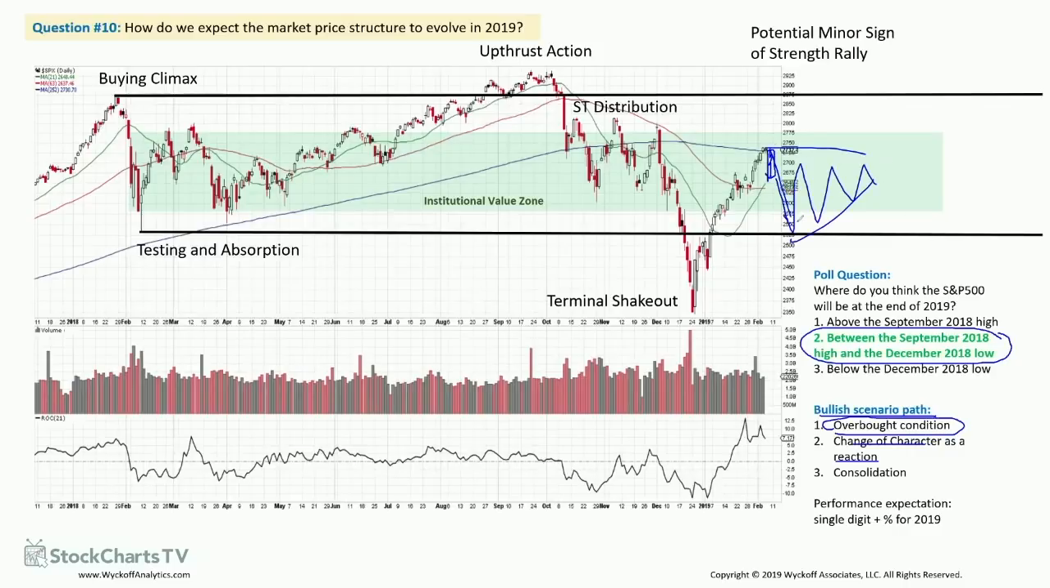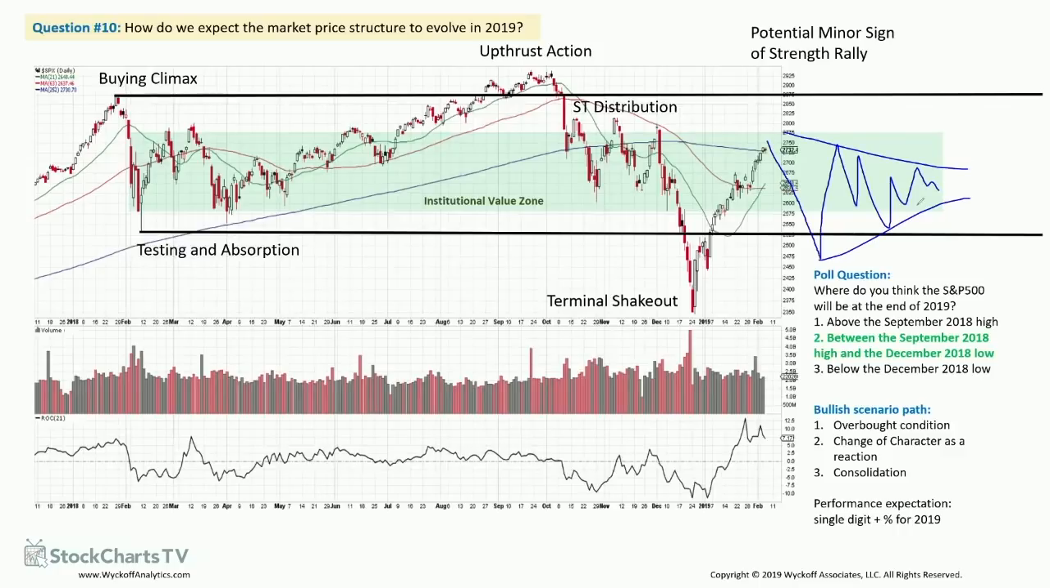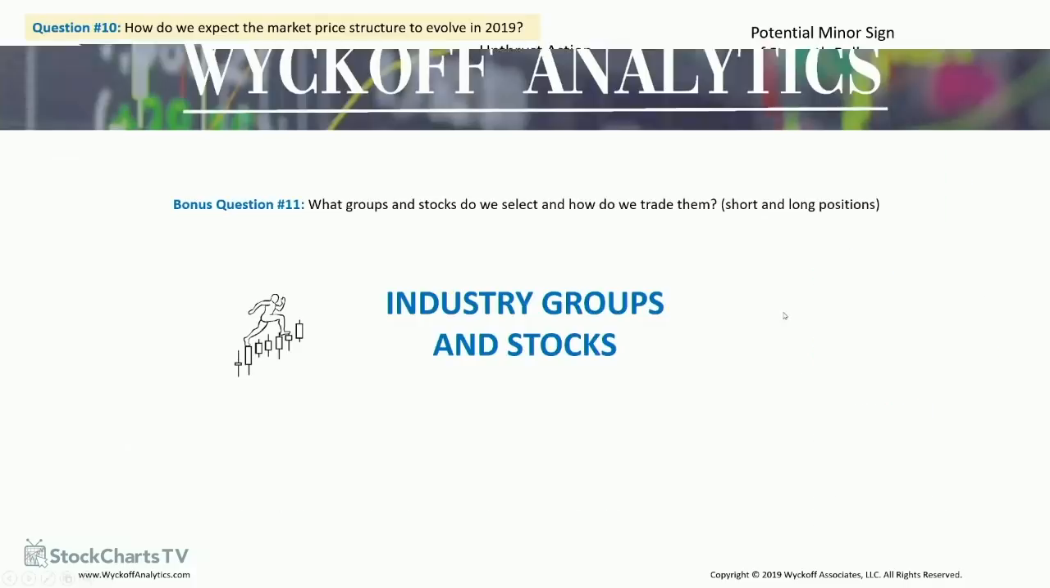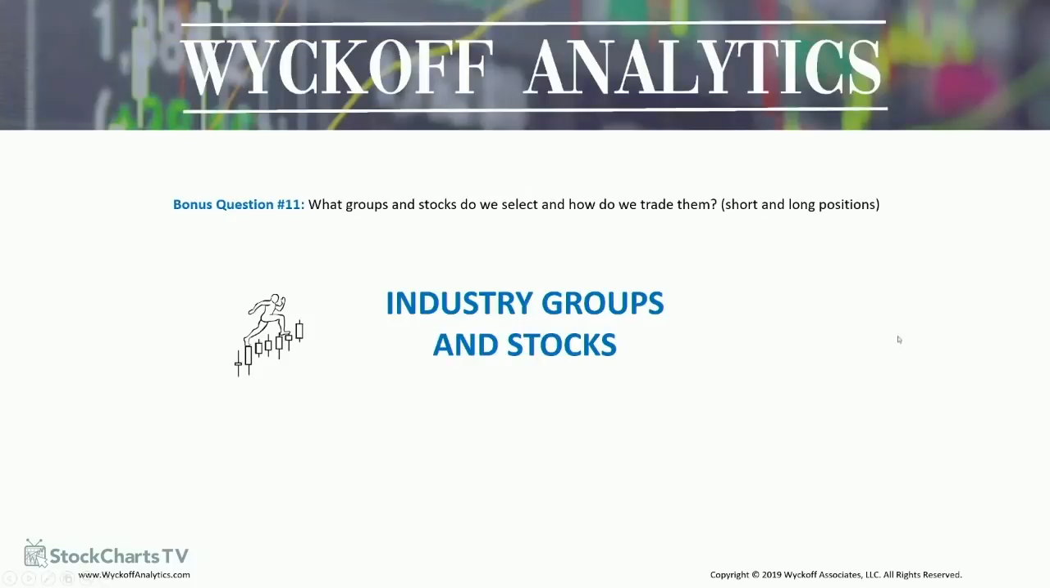So we could spend quite a considerable time here in 2019. My performance expectation for the market is in the single digits, but still profitable. It could be something ridiculous like 3, 4, 5%, or even close to break even. But I'm still expecting that volatility is going to go down, and we're going to have some kind of consolidating action.